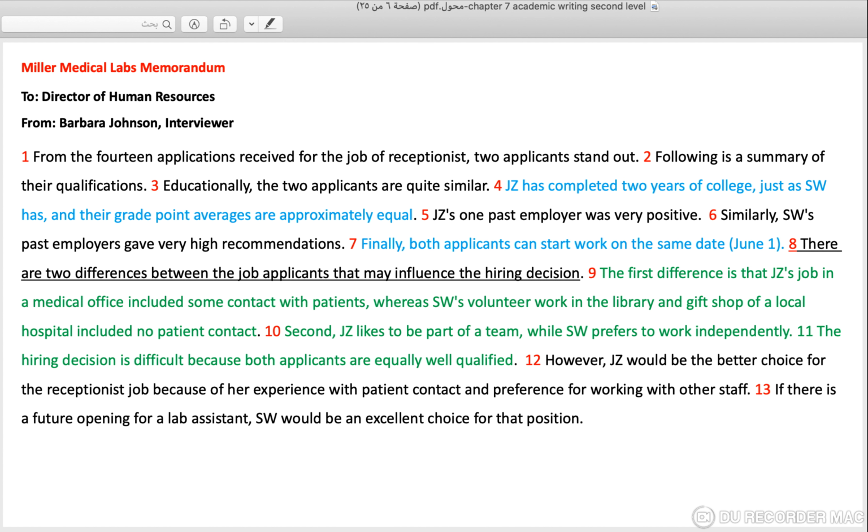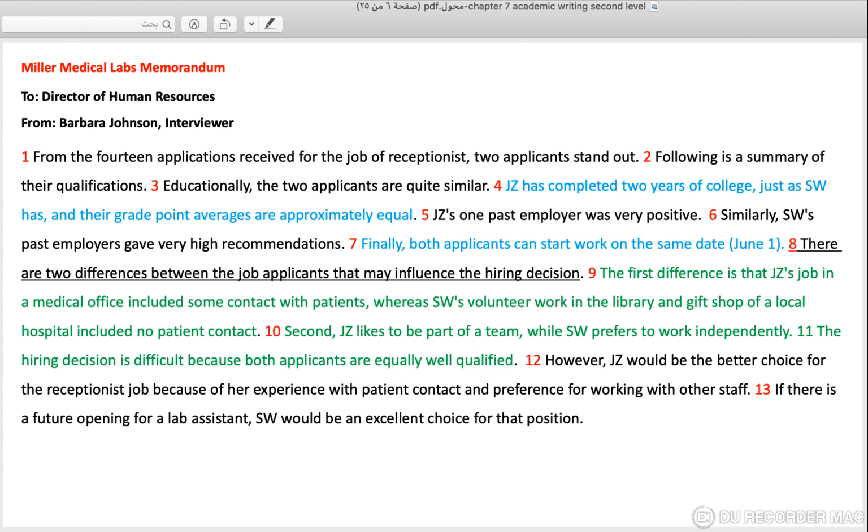Educationally, the 2 applicants are quite similar. GZ has completed 2 years of college, just as SW has, and their grade point averages are approximately equal. GZ's one past employer was very positive. Similarly, SW's past employers gave very high recommendations. Finally, both applicants can start work on the same date, June 1.